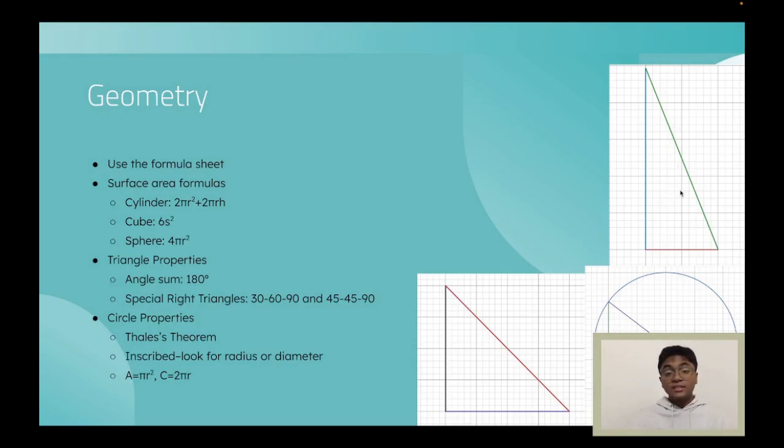Then special right triangles, so this is actually very important. This here is an example of a 30, 60, 90 triangle. What that means is one angle is going to be 30 degrees, another angle is going to be 60 degrees, and then the third angle, or I guess the middle angle, is going to be 90 degrees. So the property here is that the side opposite to the 30 degrees, if we call it x, then the side opposite the 60 degree angle is x times the square root of 3. And the hypotenuse is going to be 2x.